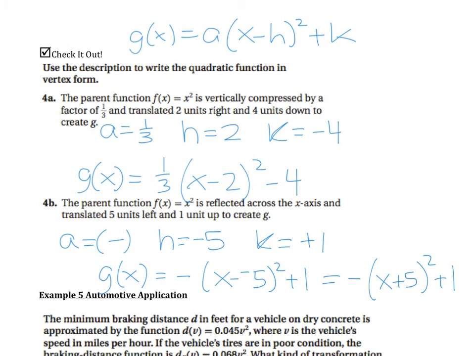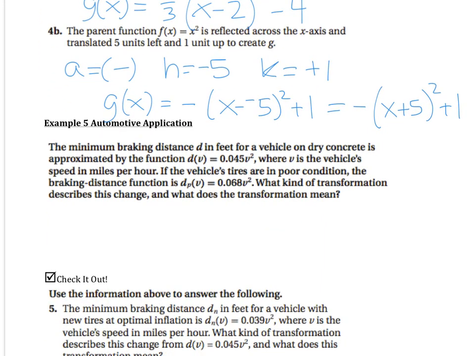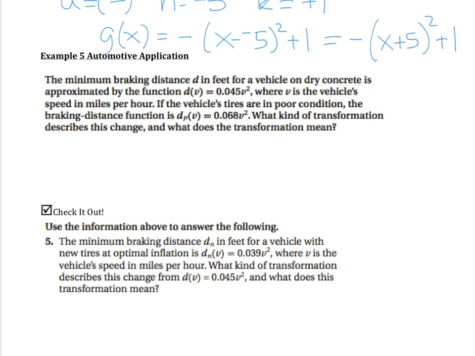Okay, so hopefully you were able to follow that. Reflected means a goes negative, left is -5, and up is +1. Okay, we have an application. Braking distance is approximated by this function. If the vehicle's tires are in poor condition, the braking distance function goes to the next one there.